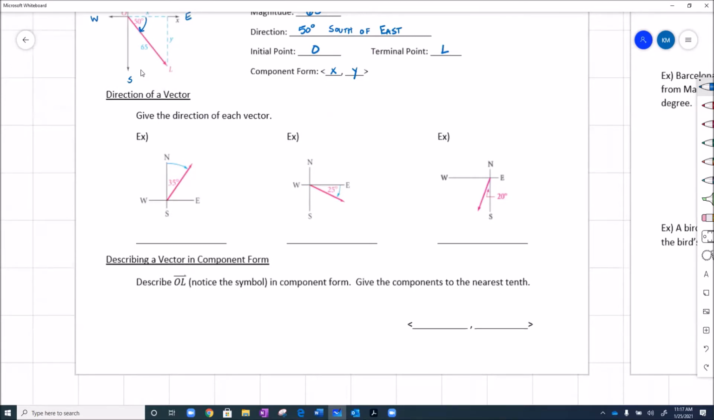So here, we are given a vector, and it's asked us to give the direction of each vector. And so we have 35 degrees, the angle here. Okay, remember that as we name this, we start with the angle measure, which is 35. And then we go to the direction it's opening toward, so it's going east. And then from the direction it's coming from, of north. So you notice in this problem, it's 35 degrees heading towards the east from the north. 35 degrees east of north.